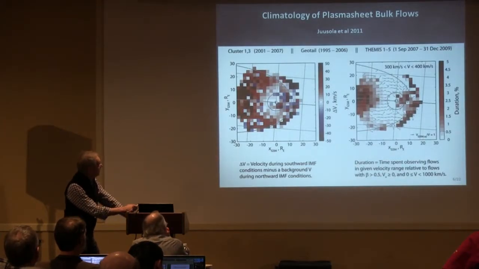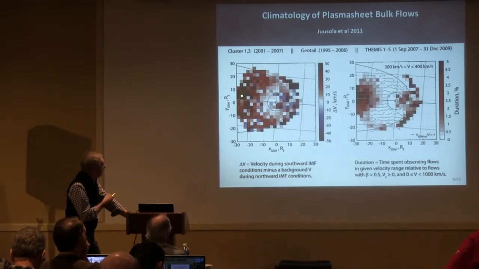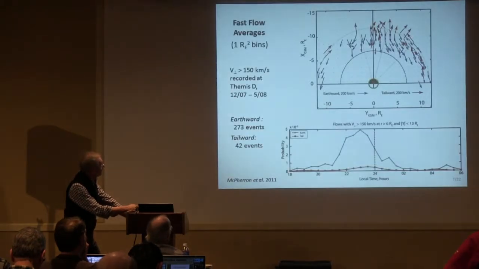Another analysis, a much longer baseline, using 3 different satellites, with data corrected for the aberration of the Earth's orbit relative to the sun, and so on, similarly finds a preponderance of the fast flows in the pre-midnight sector.